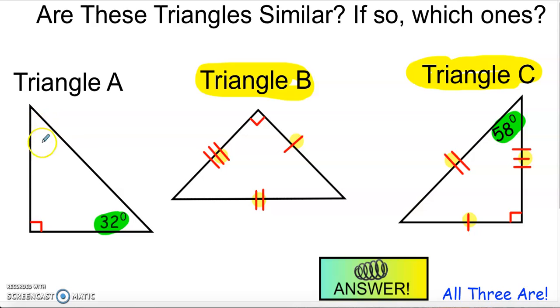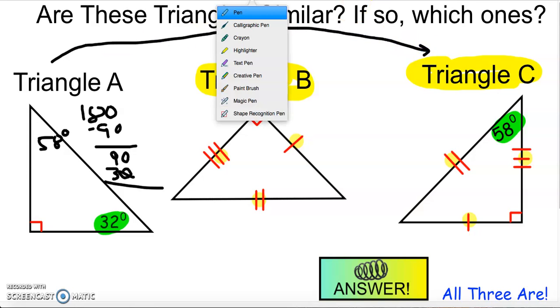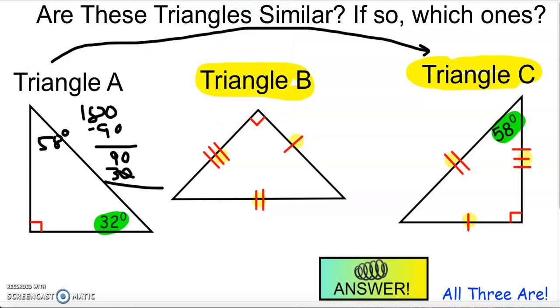So if I can figure out the measures of one of these angles and see if we have a match, we'll have similar triangles. So if I take 180 degrees and I subtract my 90-degree right angle, that leaves me with 90 degrees. And then if I subtract my 32-degree angle, that's going to leave me with 58 degrees. So the truth of the matter is, because triangle A is going to be congruent to triangle C, and triangle C is already congruent to triangle B, actually all 3 of these triangles are going to be similar to each other. So it's kind of an involved, tricky problem, but they're all similar to each other.